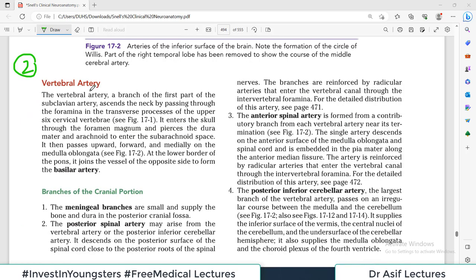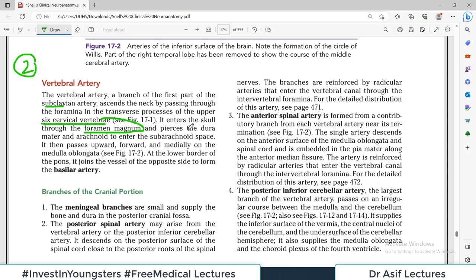Vertebral artery is actually a branch from the subclavian artery. Okay, now it ascends in the neck by passing through the foramina in the transverse processes of the upper 6 cervical vertebrae. It enters the skull through the foramen magnum and it pierces, again it will pierce these meninges, because इसको subarachnoid space तक पहुँचना है, और subarachnoid space तक पहुँचने के लिए I have already told you जब हम internal carotid की details पढ़ रहे थे कि it will have to pierce the dura mater, it will have to pierce the arachnoid mater and then it will reach up to the subarachnoid space.